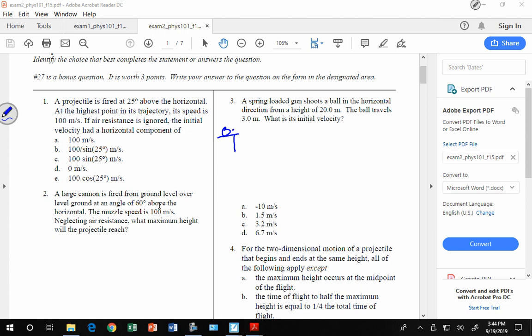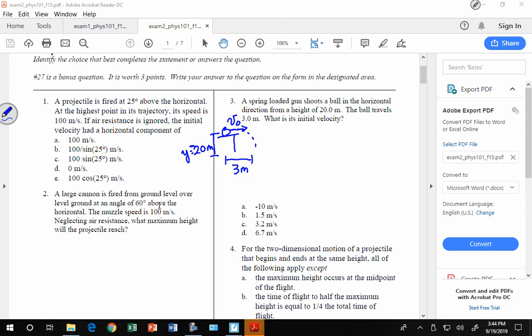So first of all, this is what I'm doing. I'm shooting a ball in the horizontal direction. I know that this height is 20 meters, so that's y. And actually, I know that it's negative 20, right? Because it starts at 0 and goes down 20. And I also know that x is equal to 3 meters. I don't know what the initial velocity is, but I know that it's at an angle of 0.